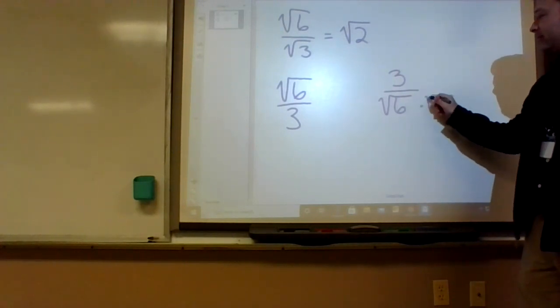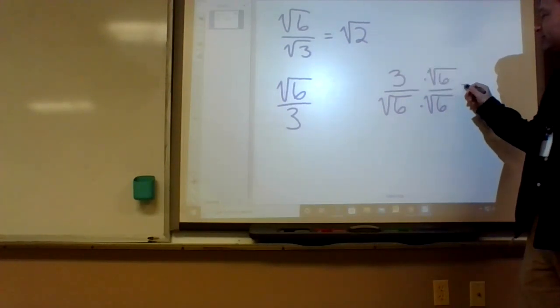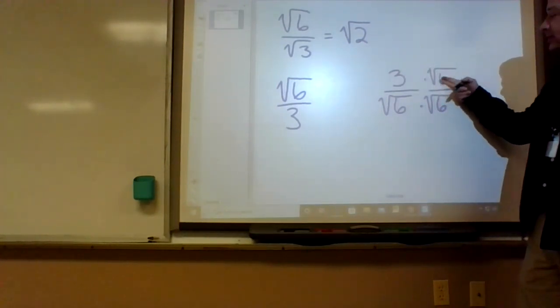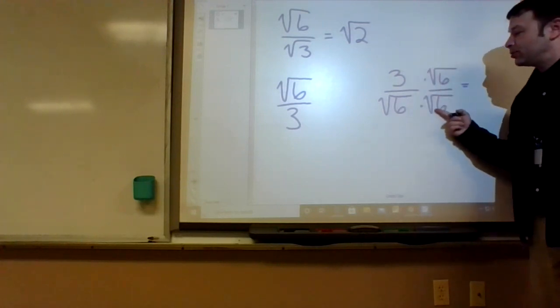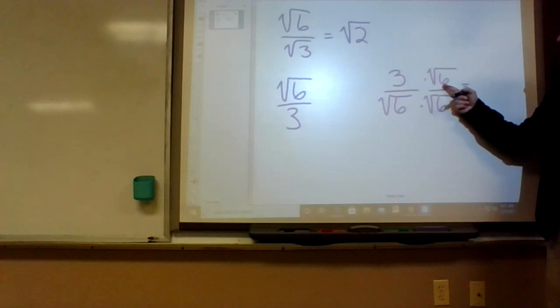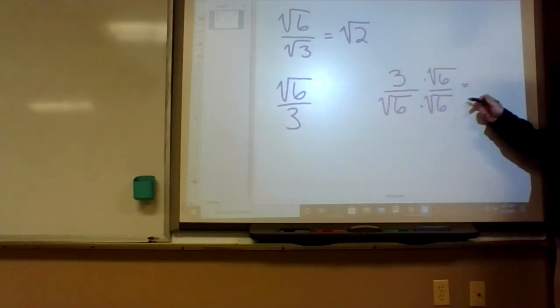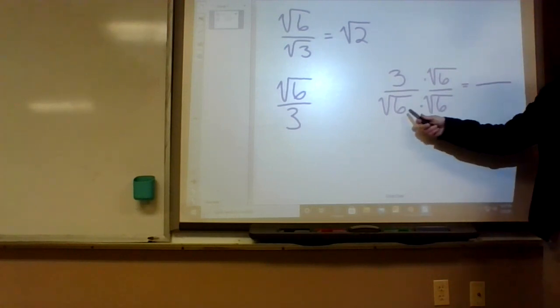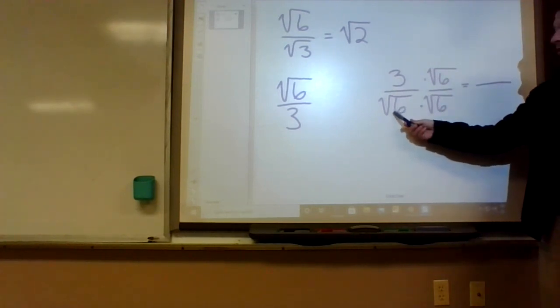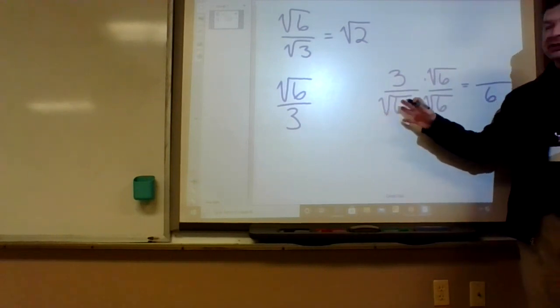This little trick right here: if you multiply it by itself, what happens? Well, if I multiply the top and bottom by square root of 6, this is like multiplying by 1, so it keeps the value the same. Square root of 6 divided by square root of 6 is 1. If I multiply the bottom by square root of 6, what would it turn into? It would turn into a normal 6, right? So that gets rid of my square root on the bottom. That's why we did it.